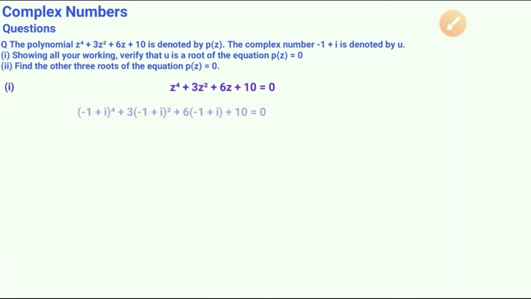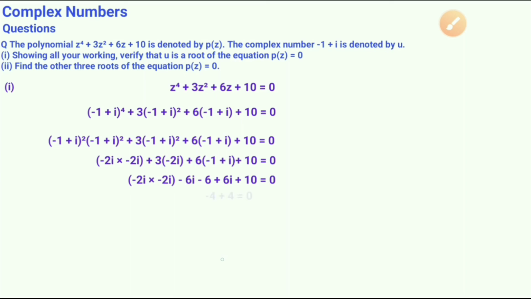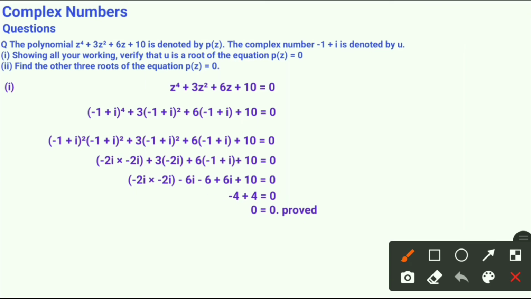Putting it into the equation, we got this. So after putting it into the equation, this is power 2, then multiplying this, we got this, and after expanding this, then simplifying all of that, we got this. It is proved. So part 1 is done.